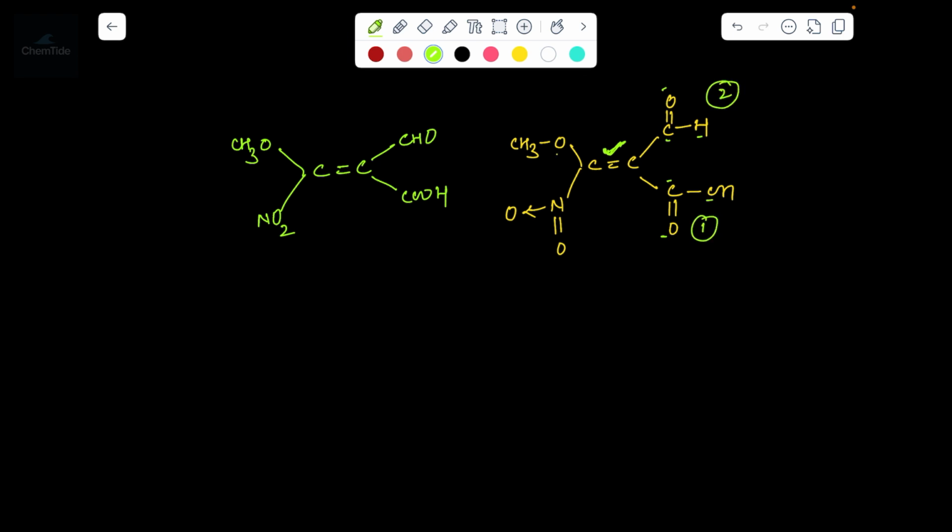Here you check, we have an oxygen and we have a nitrogen. Now oxygen has the higher atomic number than nitrogen, so first priority, and this is second. So you can observe I am not calculating the total, I am calculating bond by bond. Now here we have 1 on the opposite side, 2 on the opposite side, meaning this is the entgegen form, E form. So this is all about the geometrical isomers.